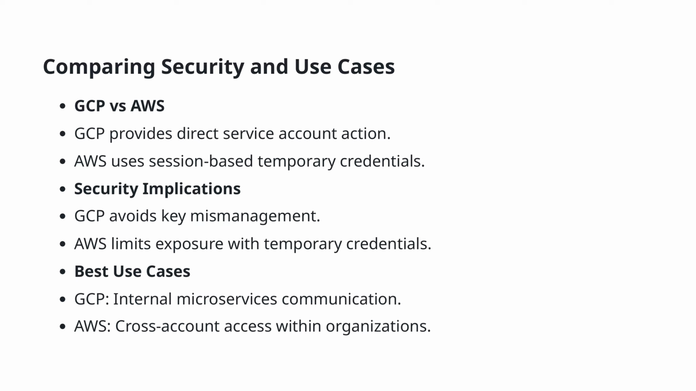On this slide, we are comparing the security and practical use cases of GCP versus AWS. When it comes to GCP, it offers the ability to act directly from a service account, which can simplify internal microservices communication and reduces the risk of key mismanagement. On the other hand, AWS leverages session-based temporary credentials, which help limit credential exposure, making it suitable for cross-account access within organizations. This session-based approach in AWS can add a layer of security, as it minimizes the risk associated with long-term credential storage. Each platform provides distinct advantages depending on your use case and security needs.